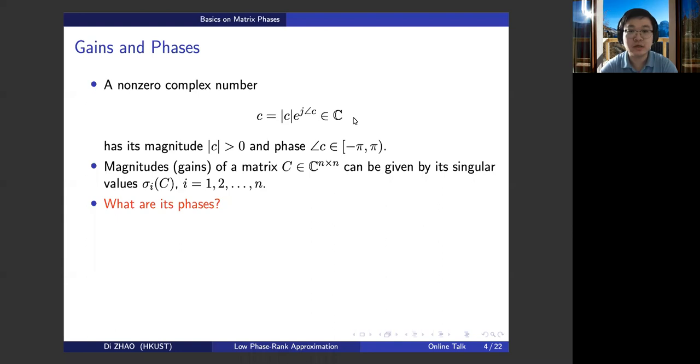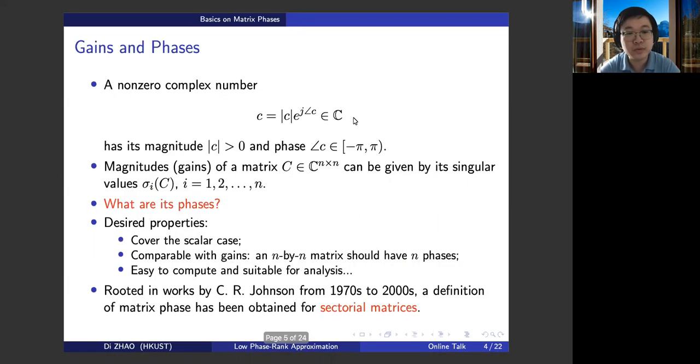For this scalar, we can define its gain and phase very quickly. But what about a matrix? The magnitudes or gains of a matrix are usually defined in terms of its singular values, and this is widely accepted. So for a square matrix, which is n by n, we have n singular values, which are the gains of this matrix. But what are its phases? This is a bit controversial because for many years, people haven't had a universal agreement on the definition of the phase of a matrix.